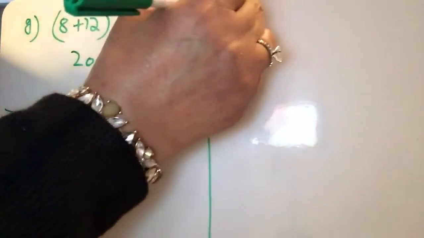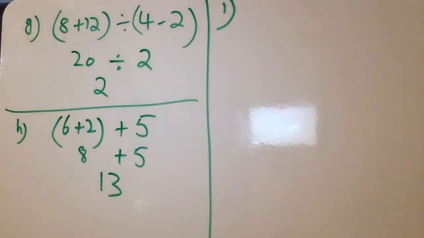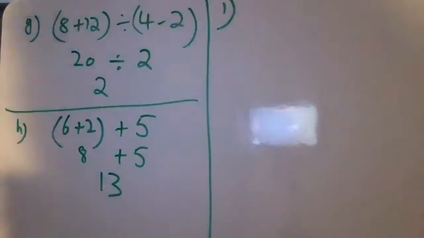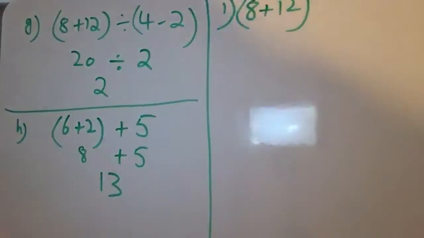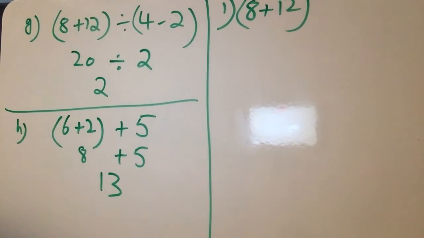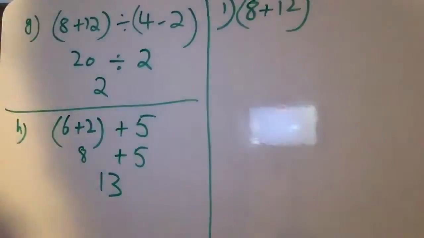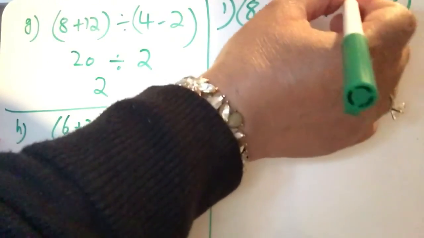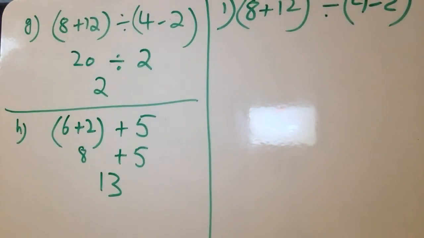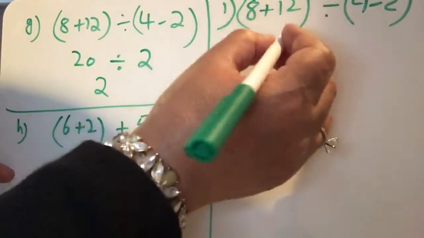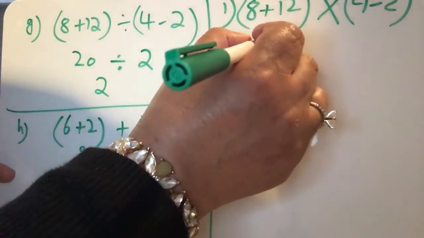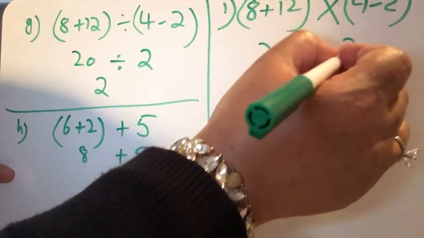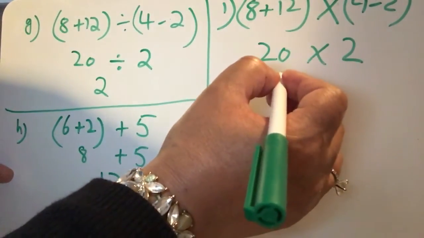So next question: (8 plus 12) multiplied by (4 minus 2). So we will solve our brackets first. We will repeat the previous question again, but this time we will change it a little bit. 8 plus 12 is 20. 4 minus 2 is 2. So multiplying 20 by 2 is 40.